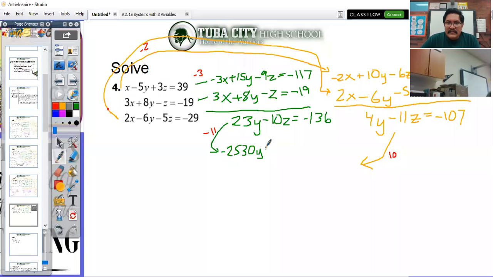And let's see, what's this one going to be? So this is going to change the sign. So that's going to be an easy one. Timesing anything by z, you just put a 0 after it. And 136 times 11. Now they're both negative, so that should be a positive 1,496.